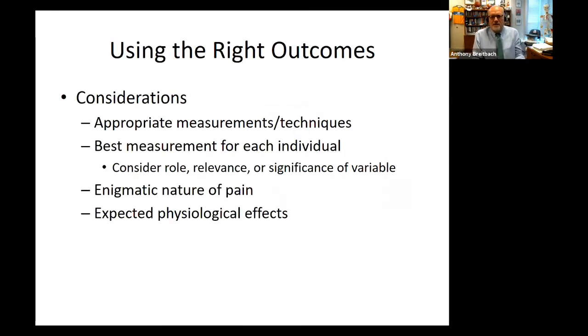Also, you need to think about what outcomes you're looking for. Do you have ways of measuring these outcomes? Is it the best measurement for each individual? Sometimes activities of daily living are important. Some people are very focused on enhancing performance. They want to be performing at a very high level. To one person, being able to cook themselves dinner is very, very important. Another person wants to be able to break the world record in the 100 meters. So it's really important that we focus on the patient and what their goals are.